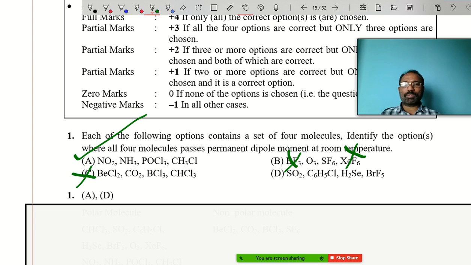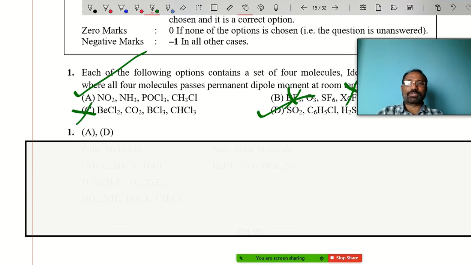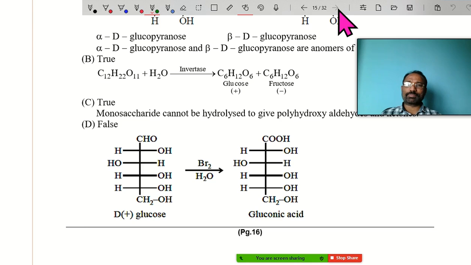And SO2 is an angular shape, a polar molecule, and shows the dipole moment. Chlorobenzene shows the dipole moment. H2Se shows the dipole moment. BrF5 is a square pyramidal shape, a polar molecule, therefore it also shows the dipole moment. Therefore all the molecules show the dipole moment. Therefore the right answer is A and D.